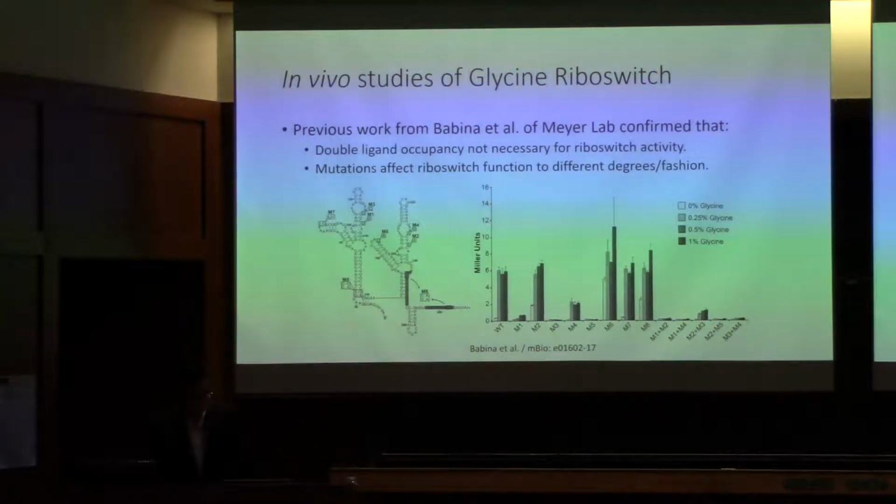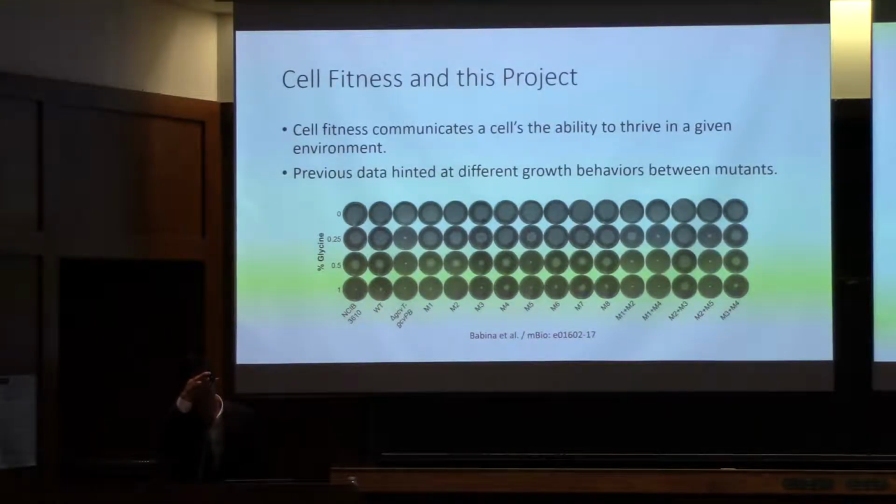Sorry, pertaining to cell fitness. Cell fitness is just a value that we assign to describe a cell's ability to thrive in any particular environment. And because previous data hinted at different growth behavior between the mutants, my project is primarily interested in seeing whether all these differences add up to the survivability of the mutants.